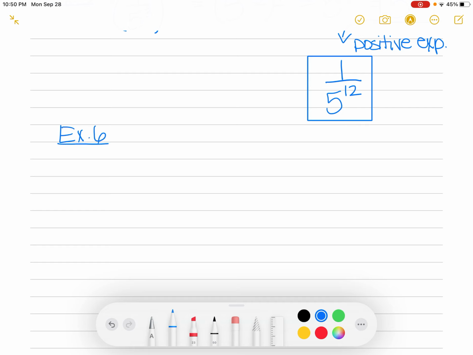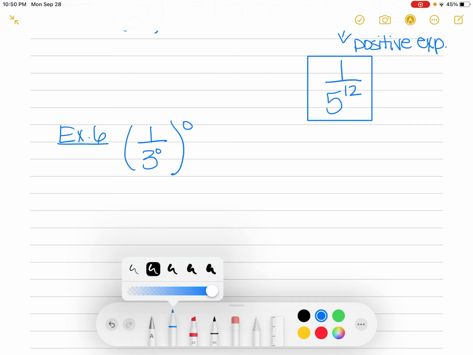So here's the problem. 1 over 3 to the 0 power, and then to the 0 power, right? Is that what it says? Oh, no, I'm sorry. I can't read my thing very well. Okay, it's 3 to the 9th power. 1 over 3 to the 9th power, and then all of that to the 0 power. Okay, so I have two different exponents here. Okay, so go ahead and pause and do this one on your own.